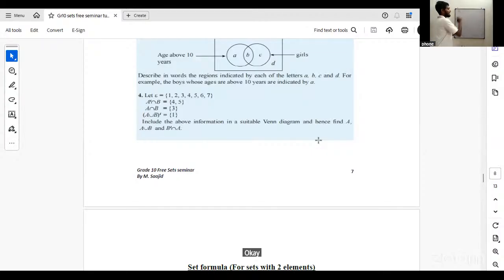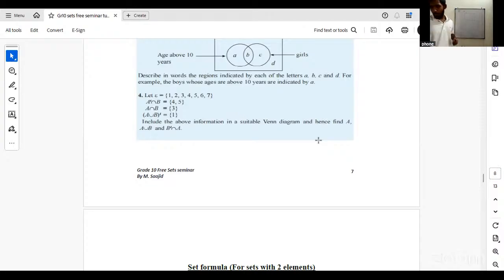Okay, so let E be 1, 2, 3, 4, 5, 6, 7. So E means what? We know this sign, right? E is the universal set. So the universal set E should contain 1, 2, 3, 4, 5, 6, 7. So they say A dash intersecting B is 4, 5. A intersecting B is 3. A union B dash is 1. And then find A union B and B dash A.